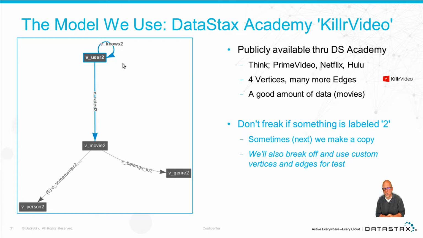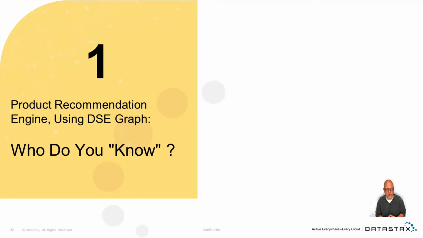I apologize. And not only are we going to use Killer Video, but at times we may just make some edges and vertices off to the side because it'll be simpler. A recursive join of who knows who might throw you for a loop if you're not practiced at doing that. So I'm also going to use customer orders at times because it's a little simpler. It's something you're more used to.